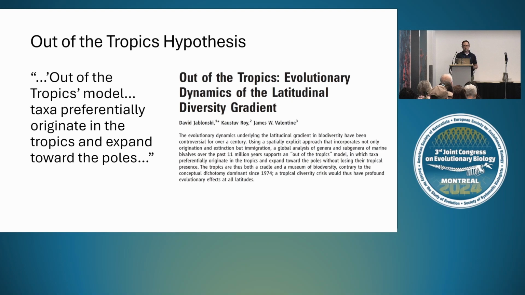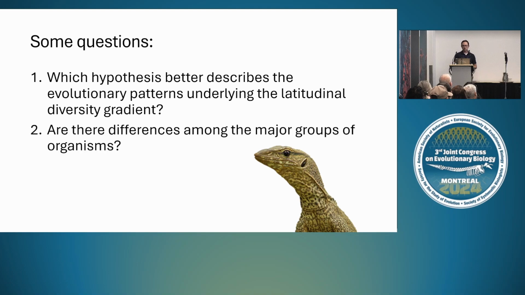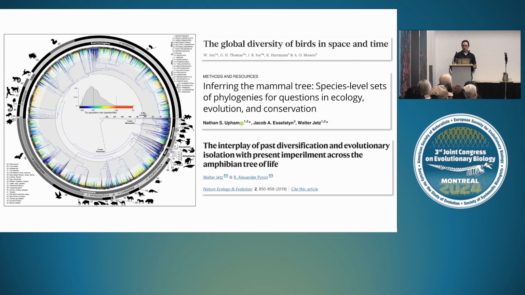Both of these hypotheses have some support, but we have lingering questions. First, to my mind, is which of these hypotheses, the tropical niche conservatism hypothesis or the out of the tropics hypothesis, best describes the evolutionary patterns underlying the latitudinal diversity gradient? And second, do we get different results if we look at different groups of organisms? To answer these questions, we're leveraging the newfound wealth of phylogenetic information. The abundance of well-resolved, large-scale phylogenies is a massive boon to these kinds of studies.